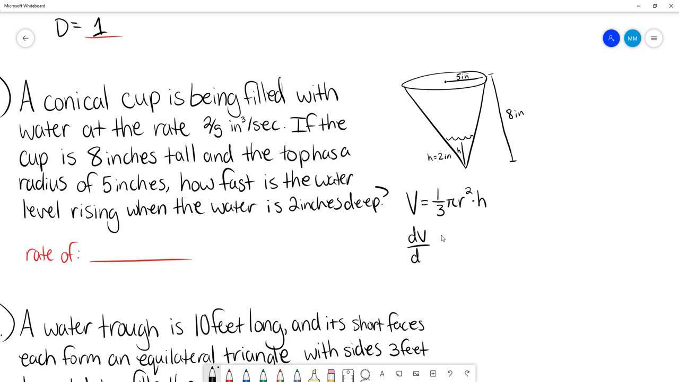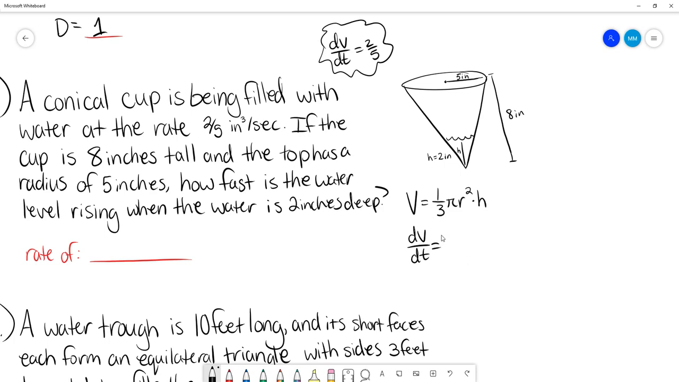We have dv dt. And they actually gave us that at the beginning. It says the conical cup is being filled with water at a rate of 2/5 cubic inches per second. If you weren't sure, that cubic inches is a key giveaway that we're working with volume. So that actually tells us that the rate of change of the volume is 2/5. It's increasing at a rate of 2/5. So I'm just going to make that a little note up there.